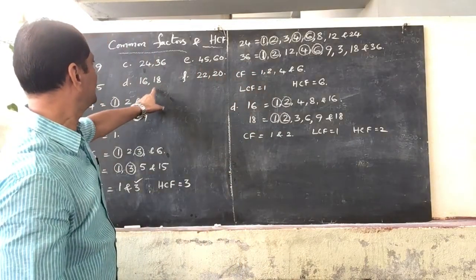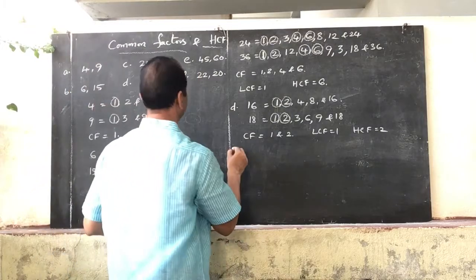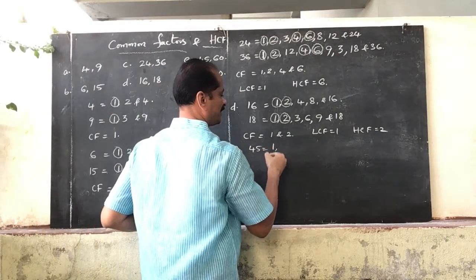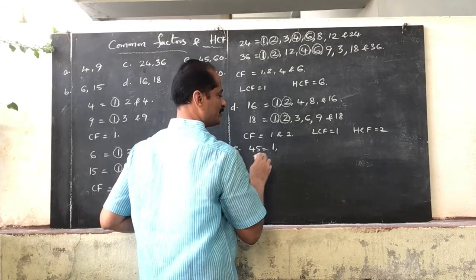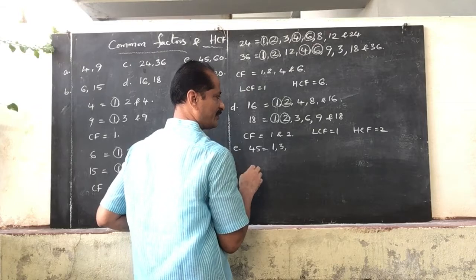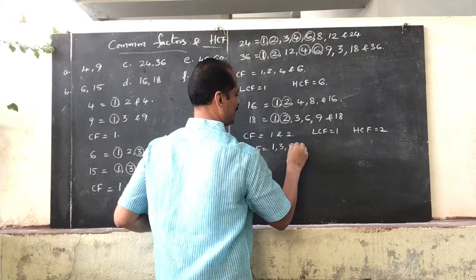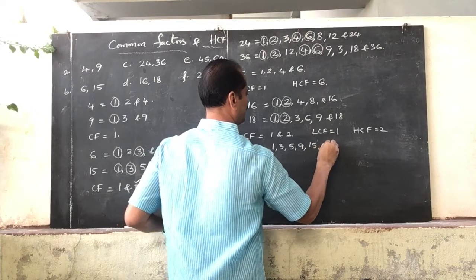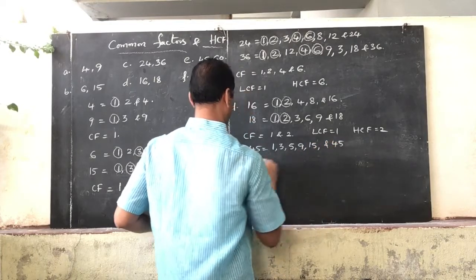Next, 45 and 60. Factors of 45: 1 45 is 45. It is not divisible by 2. 3, 3 15s are 45. It is not divisible by 4. 5, 5 9s are 45. So 3 15s, 5 9s and 1 45 are the factors of 45. Next, 60.